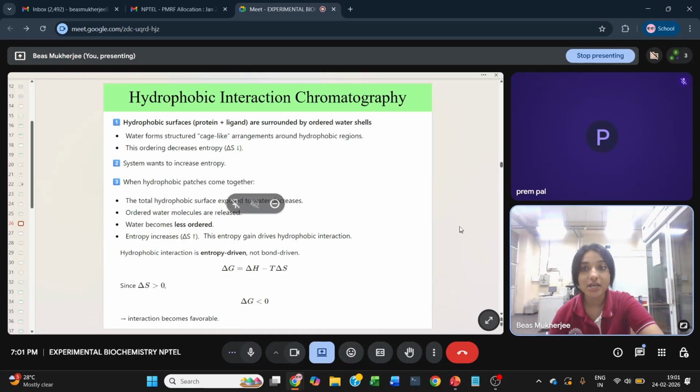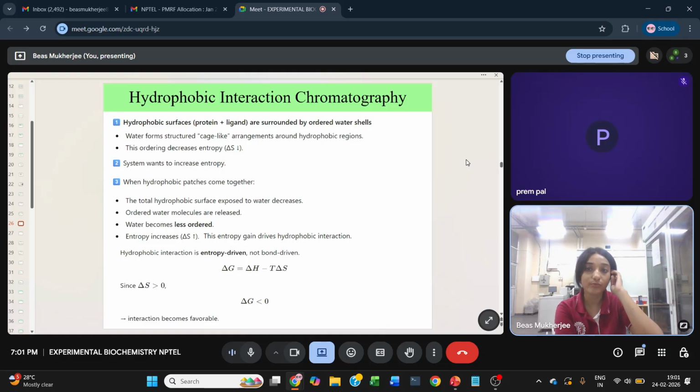So see what is happening. The hydrophobic surfaces are there in both the protein and the ligand, and they are surrounded by ordered water shells. Water forms a structured cage-like arrangement around the hydrophobic regions. This ordering decreases entropy, so this water now has lower entropy because it does not have randomized movement. Correct. So now the system wants to increase the entropy. Why? Because delta G is equal to delta H minus T delta S. So if the entropy is higher, then the delta G will become lower. Then what will happen? It will be a spontaneous and very stable system.